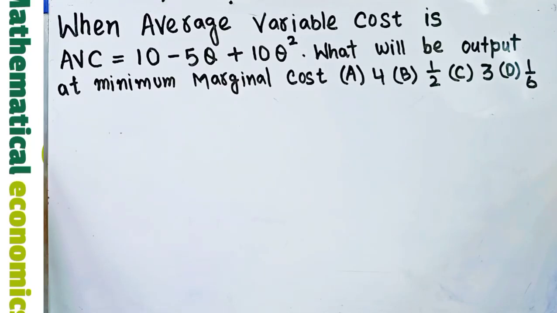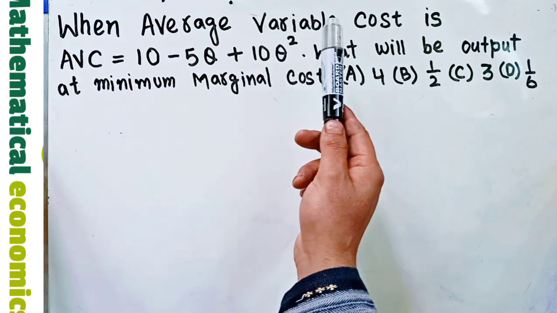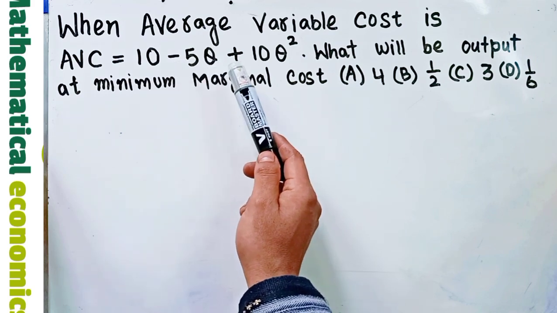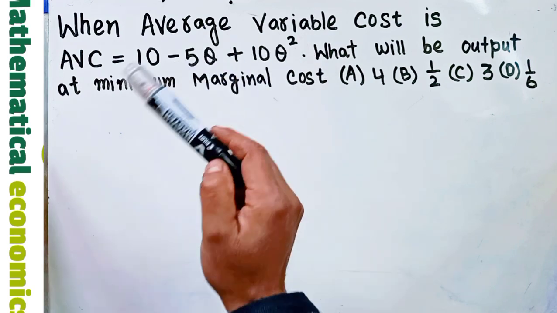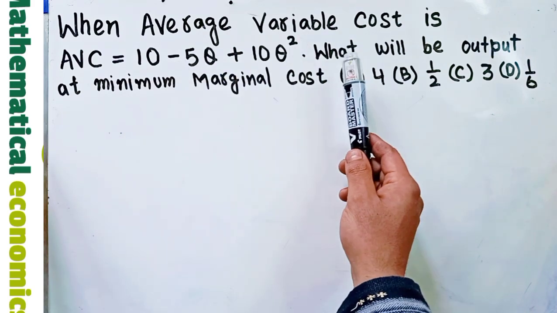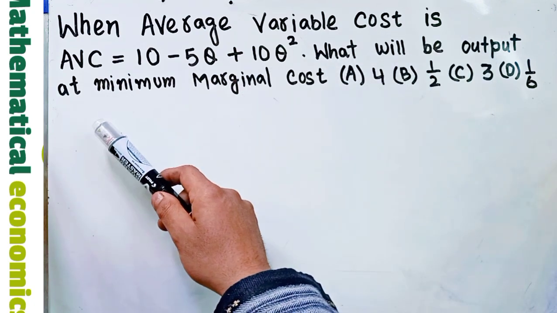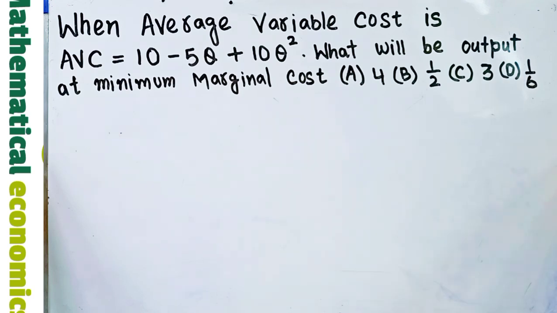Let us solve a question on how to find out the level of output where marginal cost is minimum. The question is, when average variable cost is given as AVC equals 10 minus 5Q plus 10Q square, where Q denotes the output, we have to find out the level of output where the marginal cost is minimum. Options are given. We need to find out the correct option.